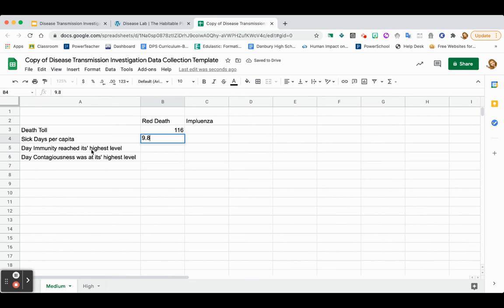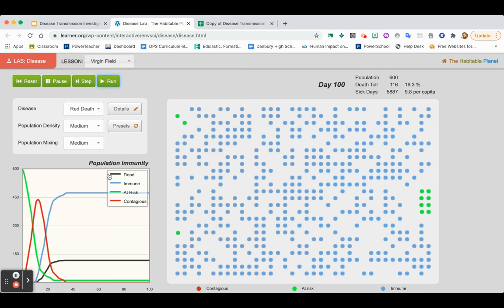Now we want to find the day immunity reached its highest level. And that is going to be in this graph. So we see using the key that the blue line is immune. So we want to find out where it levels off. So here, I see at day 35, we have 473 immune. I can see if that's the highest level by looking at day 100. At day 100, there is still 473. So that is the highest amount, and that was reached on day 35.